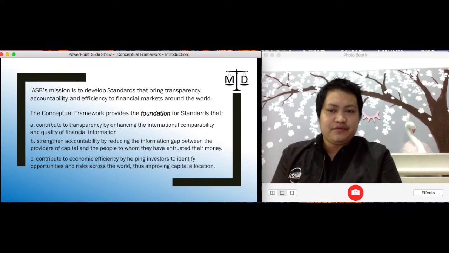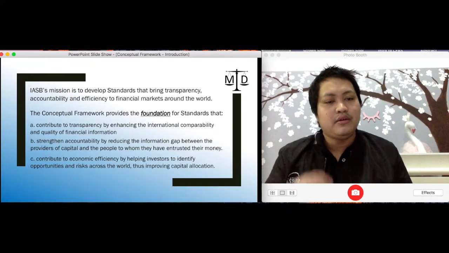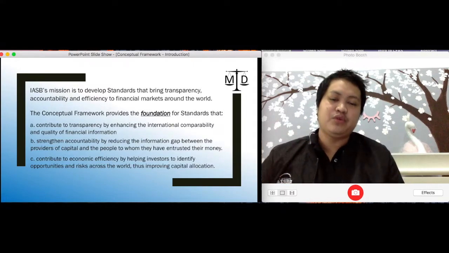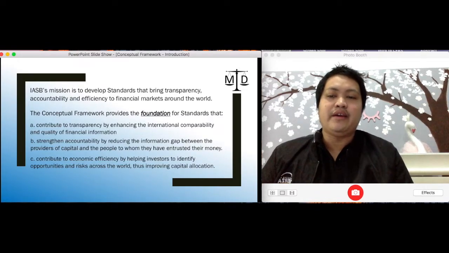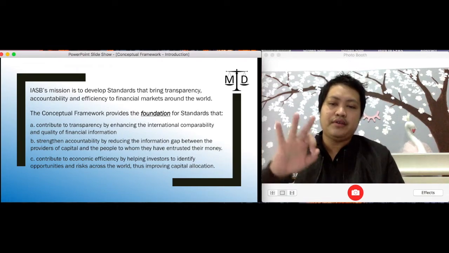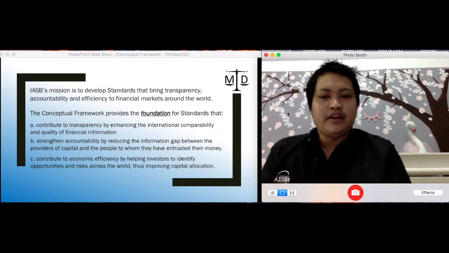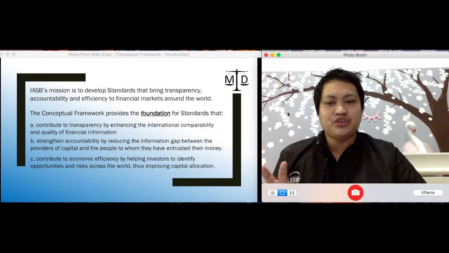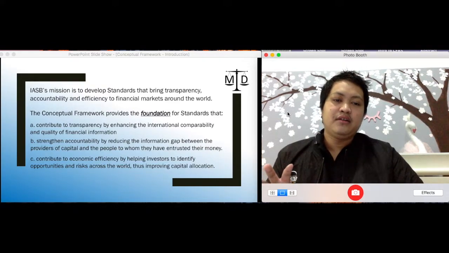So, the mission of the IASB, although I cannot imagine this statement alone being asked as a multiple choice question, but perhaps as a true or false question. Okay, what is the mission of the IASB? The mission of the IASB is to develop standards that bring three things: transparency, accountability, and efficiency to financial markets around the world. So, from this mission, the foundation of the standards are based on it.